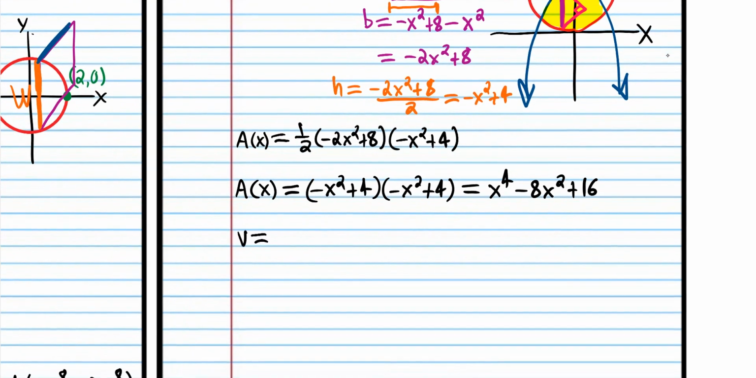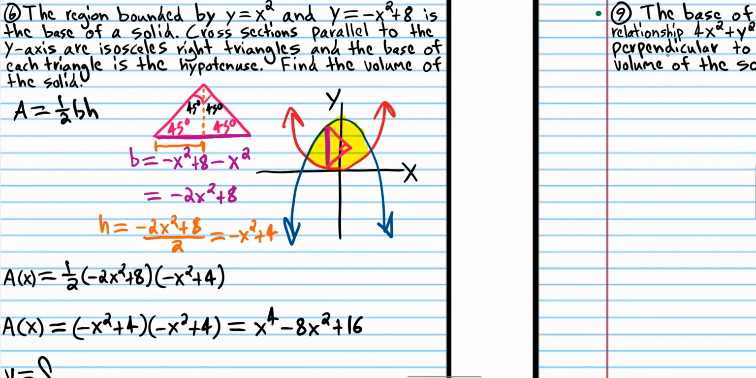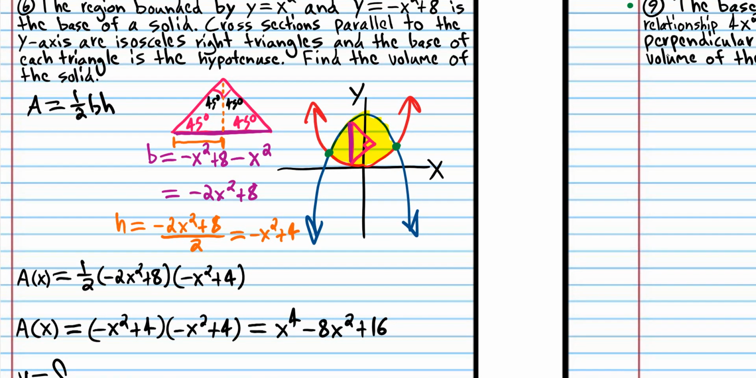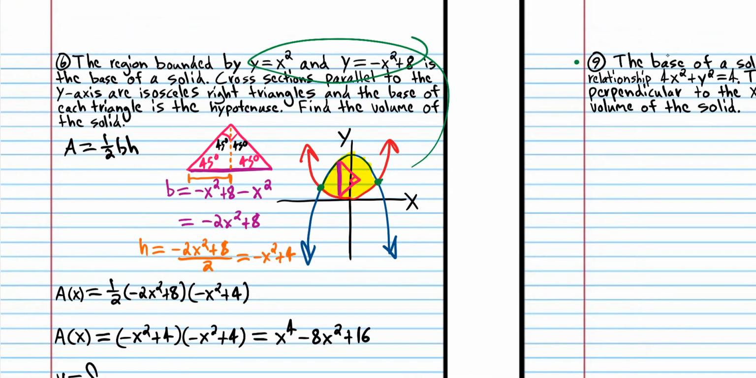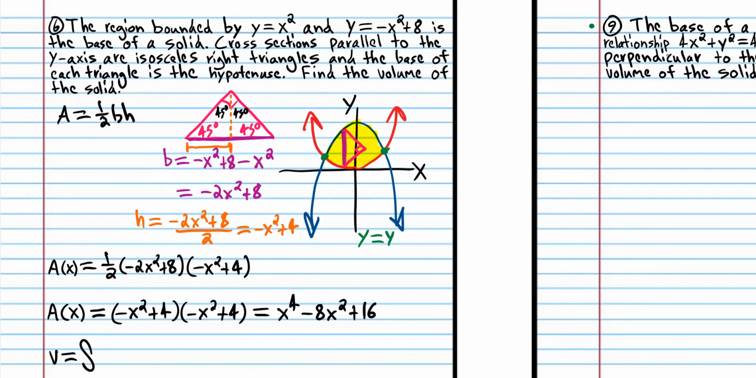Okay, so the volume of the solid is the integral from x equals whatever this value is to x equals whatever that value is. We don't know what those values are, and we're stuck. We can't figure it out unless we set these two equations equal to each other to find the intersection points. So y1 equals y2, if you want to call it that. x squared is equal to negative x squared plus 8.